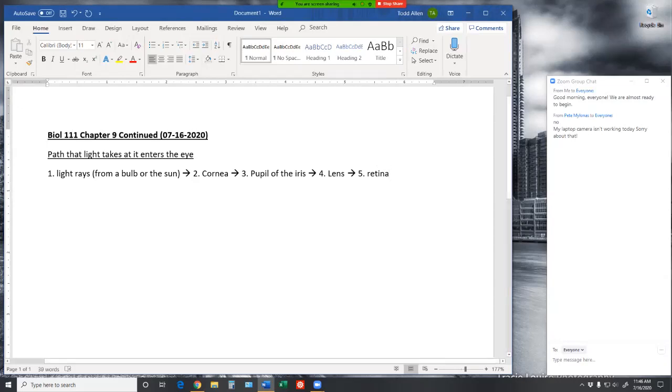Let me pause in our conversation and ask you a question in the chat window. The question is this: at what part of our pathway that's in our notes at this time does the light ray get converted into an electrical signal? Number 1 is the light rays, 2 is cornea, 3 pupil of the iris, 4 lens, 5 retina.